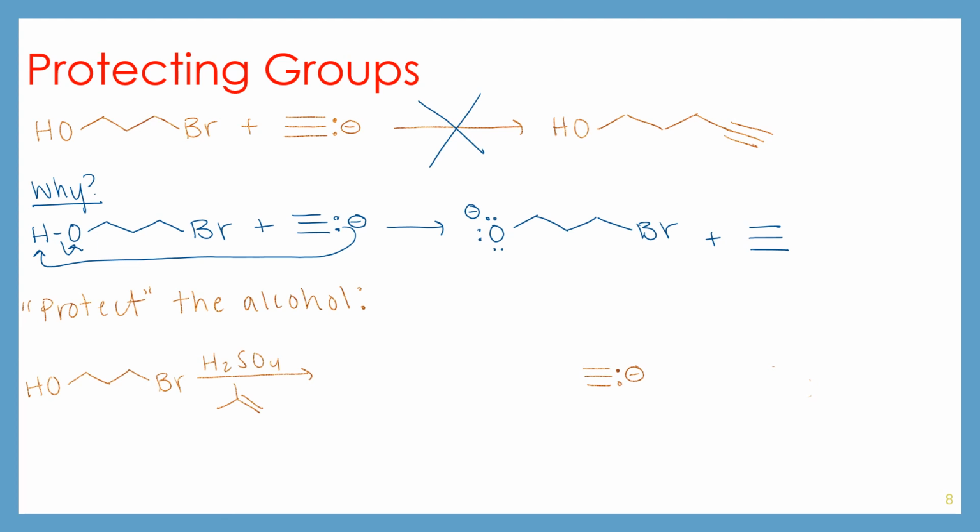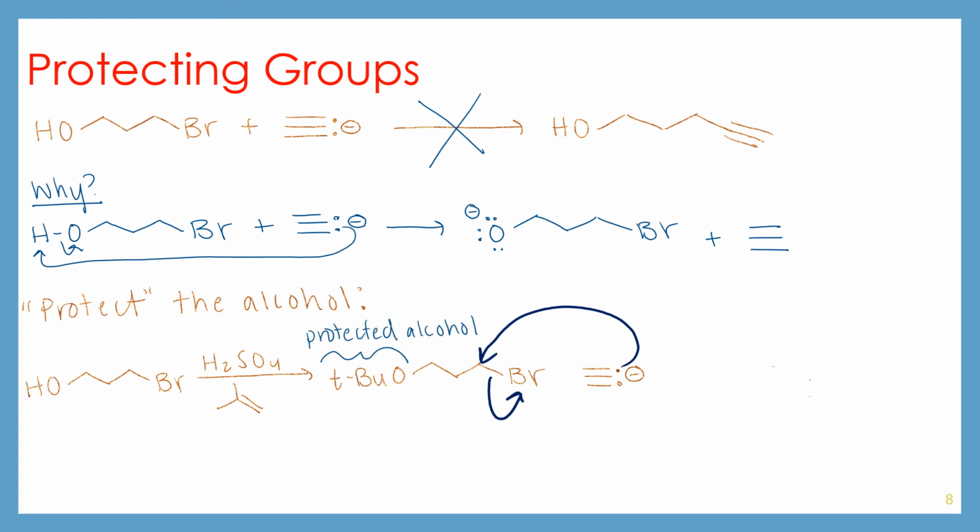We can take our original compound and do the reaction that we just looked at and alkylate the alcohol with a T-butyl group, and this gives us a T-butyl ether. Now, when we introduce our alkynide anion, which I know has been on the screen for a while, that was a whoopsie in animation, I guess, we can kick out the bromine, and it's not going to be interested in the alcohol because there's no longer a proton to get in the way.